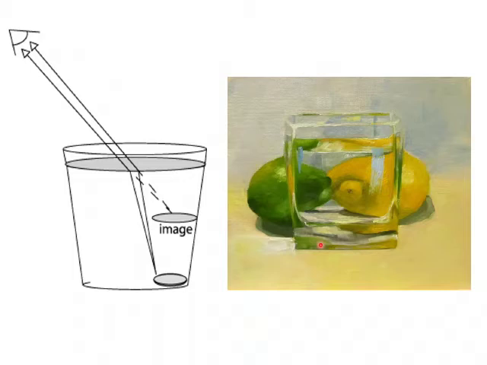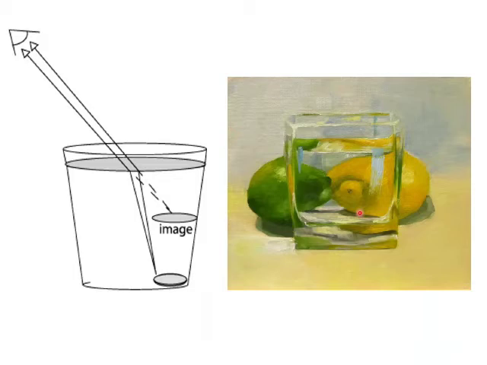Another activity that you can do is that you can take a glass and you can put a lemon inside it and fill it with water, or you can keep the lemon across the glass on the other side of the glass. In either case, what you will observe is that the lemon appears to be bigger in size.